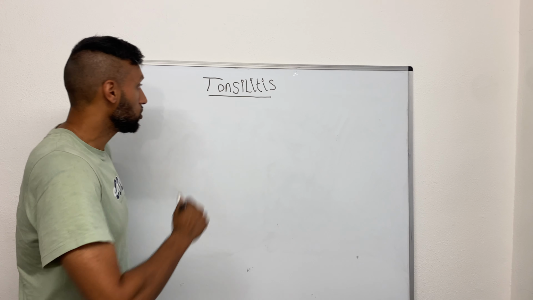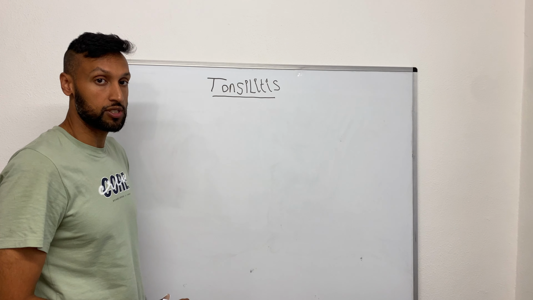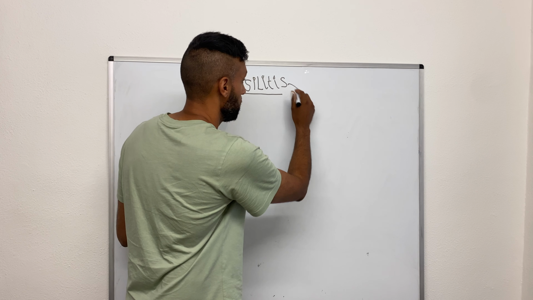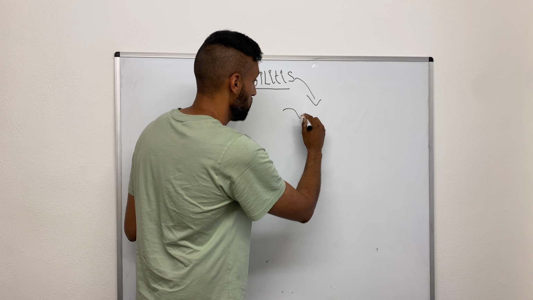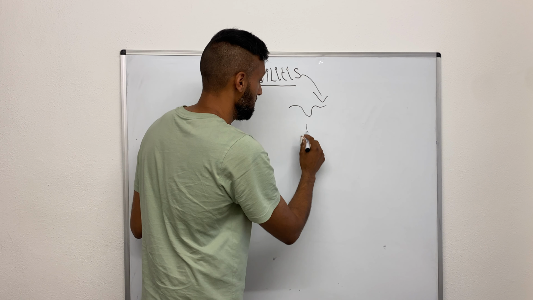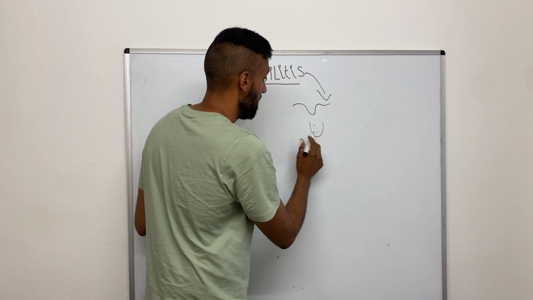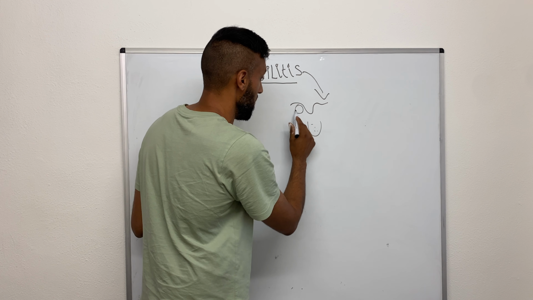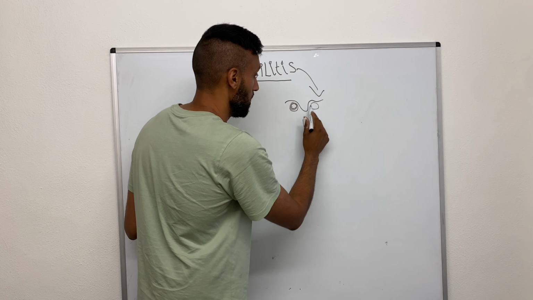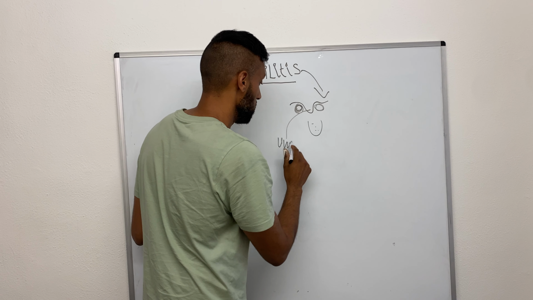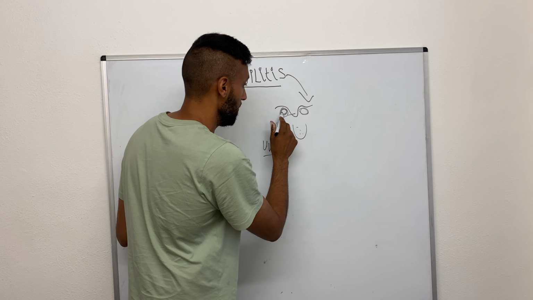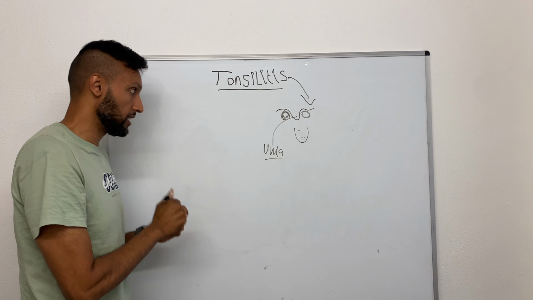Okay, so tonsillitis. The term tonsillitis means inflammation of the tonsils. Now I'm going to make a bit of a drawing here to make this a bit easier for you. But this is someone's tongue, and we've got the tonsils that sit around just here at the back. And we have the uvula, which is there, and that's what we're working with here, the tonsil itself.